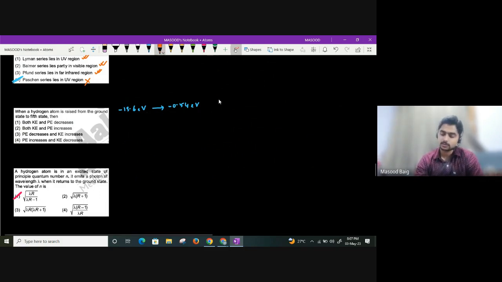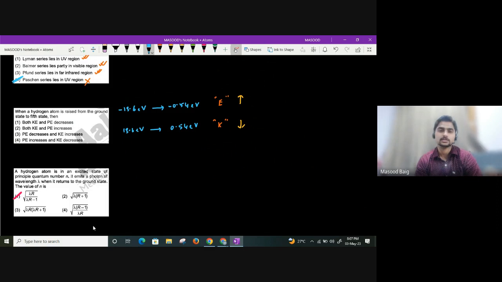This is related to what? Energy. If we talk about kinetic energy, will it be negative of total energy or not? So kinetic energy will vary from 13.6 electron volt to 0.54 electron volt. What has happened to kinetic energy? Kinetic energy is decreasing. Total energy is increasing.